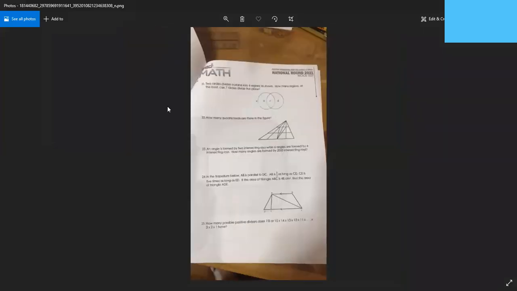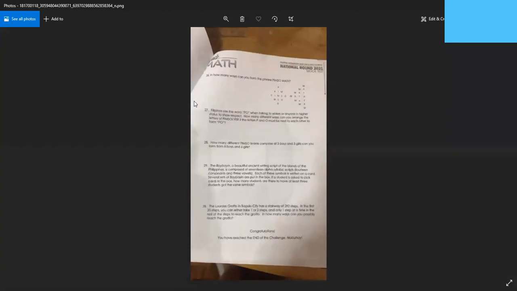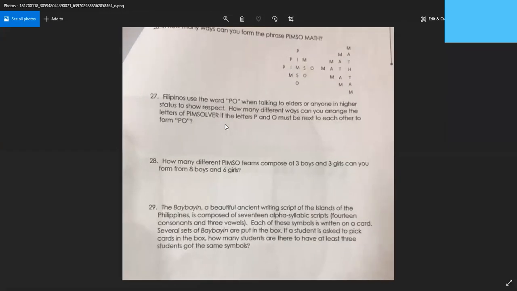So that is 25. 26, let's skip that for now. 27. Okay, this one. We're going to use factorial here. The Filipinos use the word po, P-O, when talking to elders or anyone in higher status to show respect. How many different ways can you arrange the letters of PIM solver if the letters P-O must be next to each other to form po?